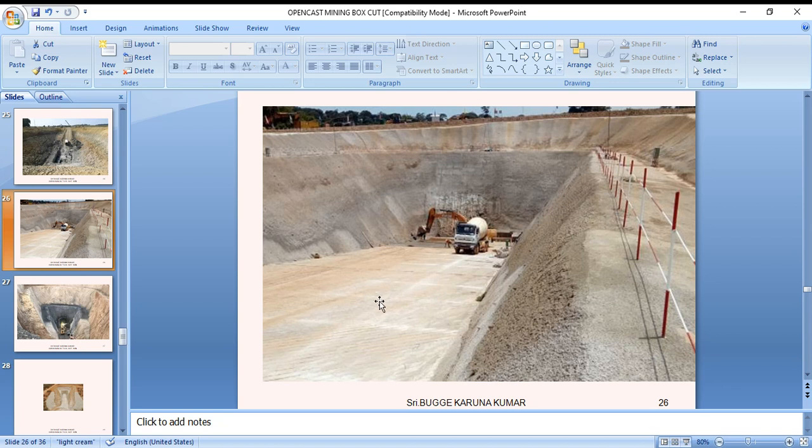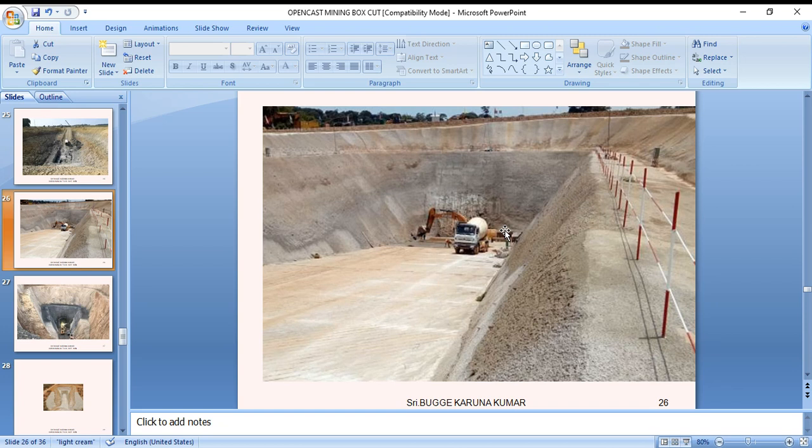The slope should be maintained in such a way that it is suitable for all the activities going on inside. This type of opening cut may be very long and may be curved, depending upon the shape of the extent of the deposit, for opening up the hilly deposits.